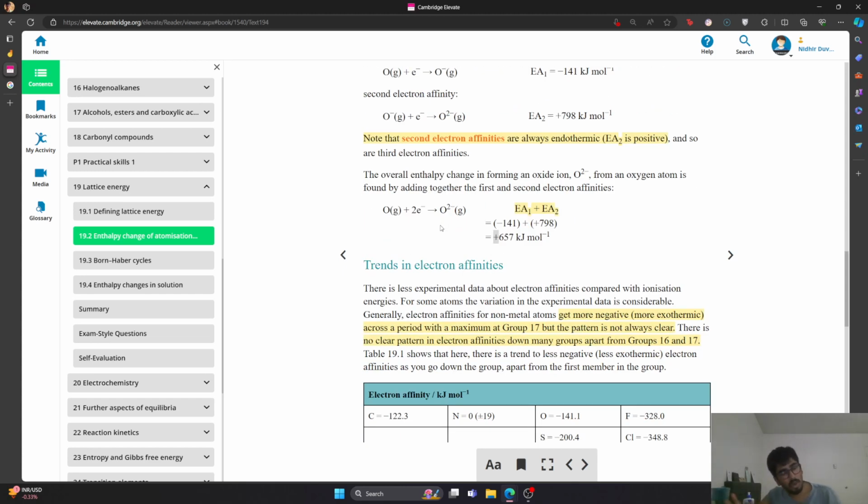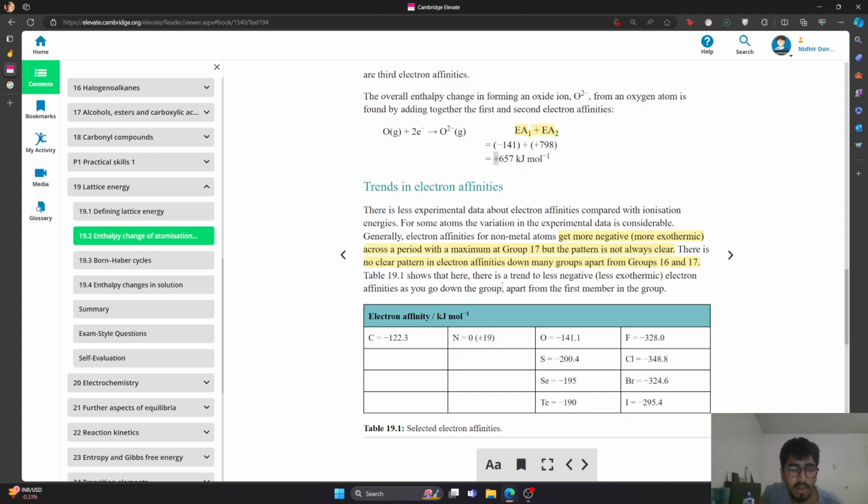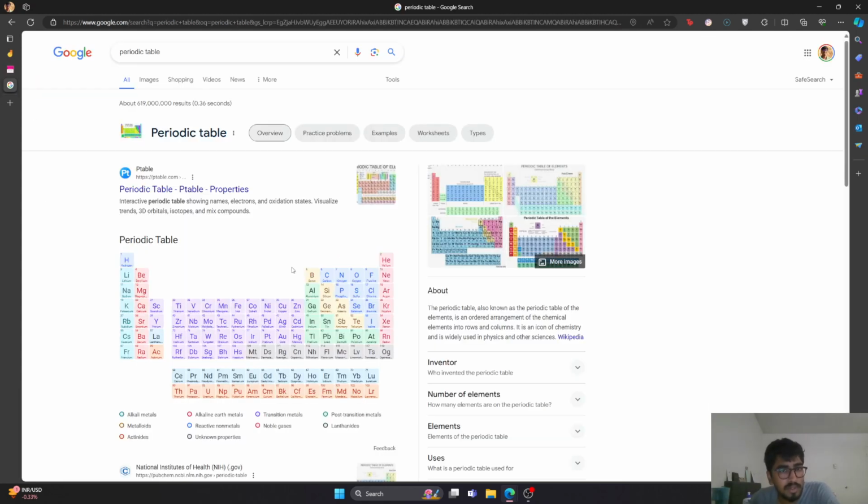Another thing in chemistry is always to understand the trends, like how things move. It's the same with electron affinity, but the trends are not exactly clear, and much less data is available compared to ionization energy. So in this case, say you take this second period here.